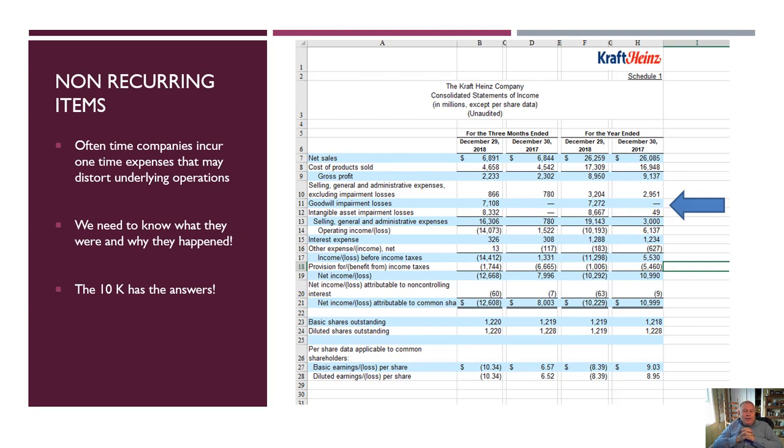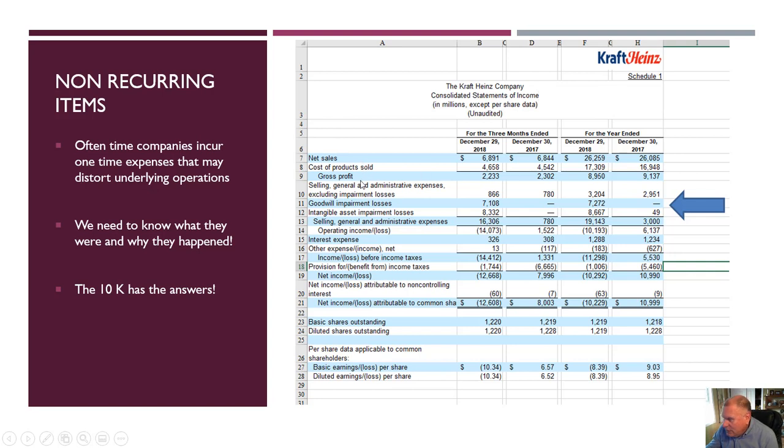Oftentimes, companies incur one-time expenses that may distort their underlying operations. We need to know what happened and why. And the 10K has the answers. This is about Kraft Heinz, and here is their consolidated statement of income.